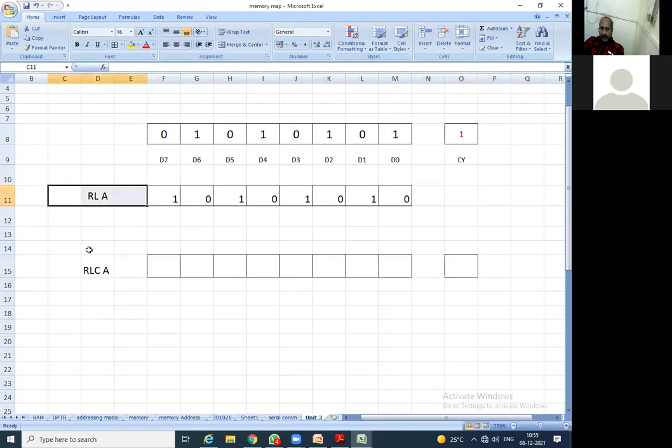RL command we have seen. Now, if I have given RLCA, what will be the content after this one? Rotate left by considering the carry. So in this, what is going to happen? Be ready with your answer. I will explain over here, and just match your answer with this.